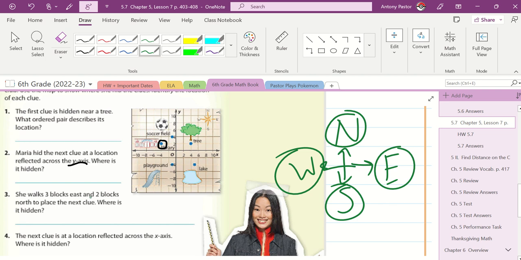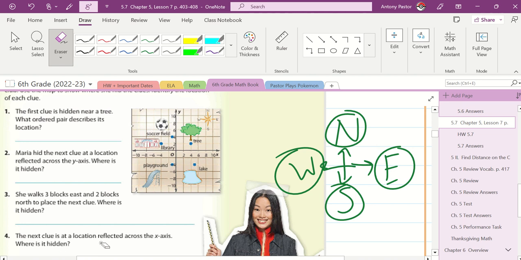She walks 3 blocks east and 2 blocks north to place the next clue, where is it hidden? So this is starting from the library because we're going based off of question 2. So she's at the library. 3 blocks east, which means 3 to the right. She's at negative 4, 2, so we're going to be at negative 1, 2 after that. And then 2 blocks north, which would be up here, we would be at the soccer field for the next clue, which would be negative 1, positive 4 at the soccer field.